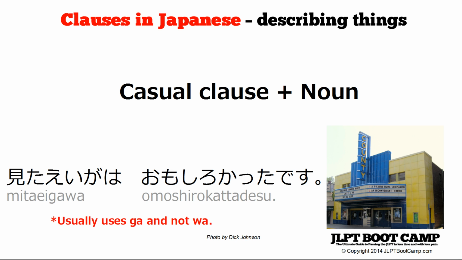So for example, here we have another example sentence. Mita eiga wa omoshirokatta. So the movie that I saw was interesting. And usually in these clauses we use ga instead of wa because it's more specific. A specific person did this. In this particular situation, I'm talking about myself in this example sentence. So we dropped it. That can be understood from context. But if you wanted to write the full sentence, we would say, Watashi ga mita eiga wa omoshirokatta. The movie that I saw was interesting. So usually we use ga in these clauses before the noun.